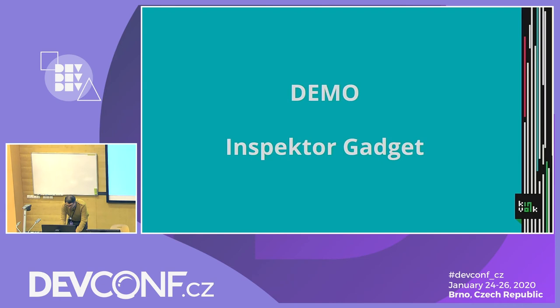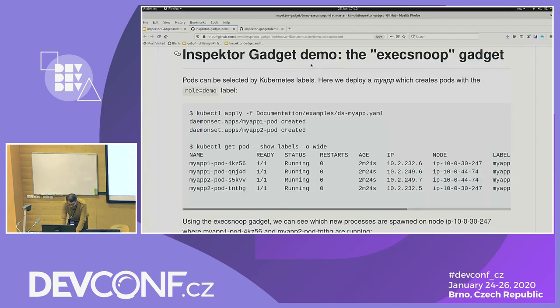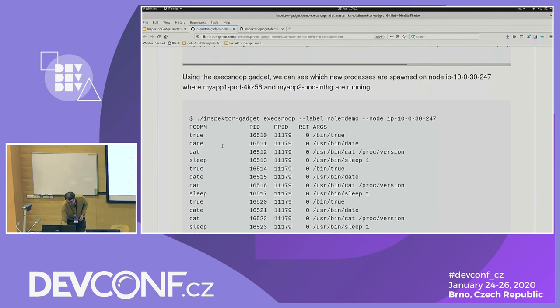I will not demo the other gadgets, but I can just show on the web page there is another gadget called execsnoop. That's directly the code from BCC applied on Kubernetes. So I can use Inspektor Gadget with execsnoop and specify a Kubernetes label to select which Kubernetes pods to trace, with additional filters, like on namespace or on nodes and so on. And it prints the same thing as execsnoop from BCC.